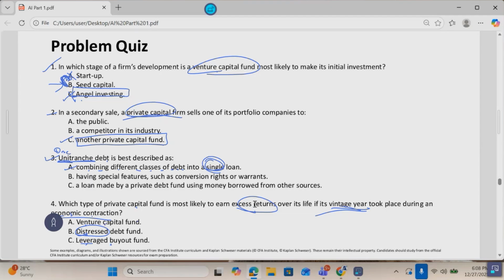Venture capital funds is more in the seed capital. Distressed debt is where you are initially in a contraction period, when the distress is very high and you want to look at growing in the high period. So the answer is distressed.